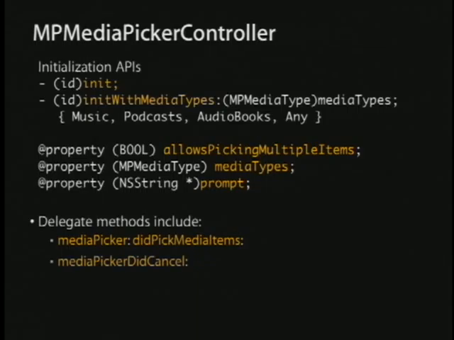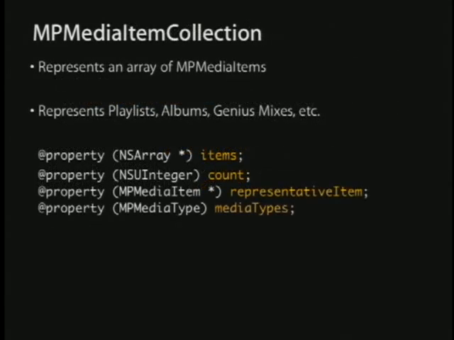You can specify whether you want it to allow the user to pick multiple items. If you say no, then the first thing they pick is going to close it, and you get a callback. If they say yes, then they can choose several items, and it may have check marks next to it. You can also provide a prompt. This must already be embedded in a modal view controller, but you can allow it to prompt in the nav controller. And the delegate methods let you know when the user hit cancel, and what they picked if they successfully went through. What it actually returns is an MP media item collection, which we'll see right now.